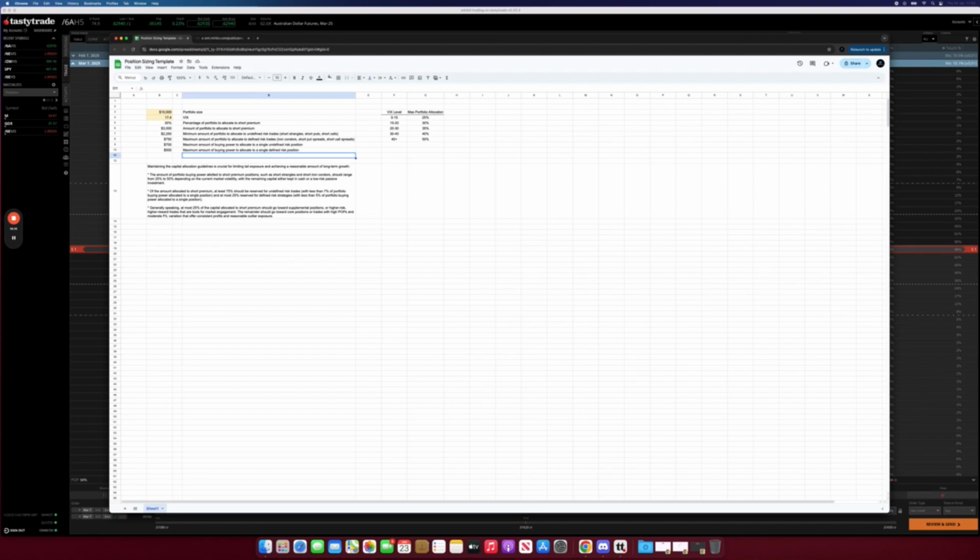It will tell you the maximum amount of buying power to allocate to defined risk positions, undefined risk positions, how much of your portfolio you should allocate to short premium strategies, the minimum amount of your portfolio to allocate to undefined risk trades. What we went over today was an example of an undefined risk trade. Sometimes it's called a naked trade. Undefined, naked, it's the same thing. But as long as you follow this, you'll be absolutely fine.